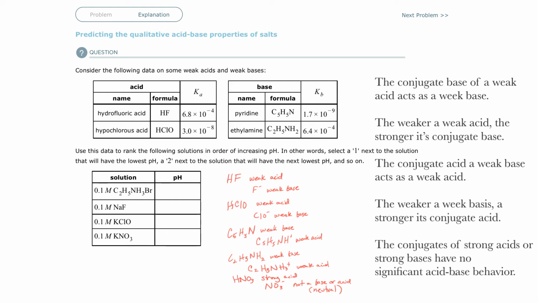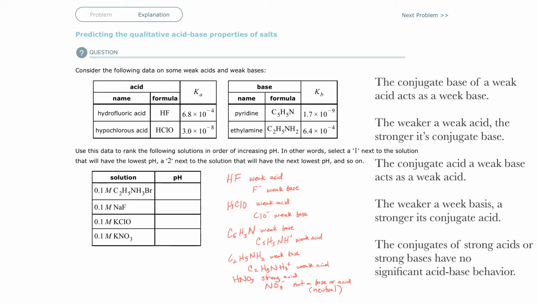Then, here's the next thing. The weaker the acid, the stronger its conjugate. The weaker the base, the stronger its conjugate. And the final thing is that if you have a strong acid or strong base, its conjugate doesn't affect pH at all. Okay, so in this particular problem, you've got some Ka values.